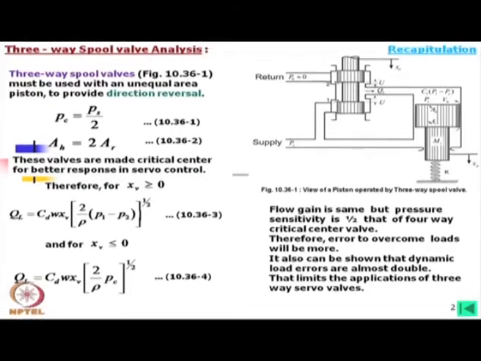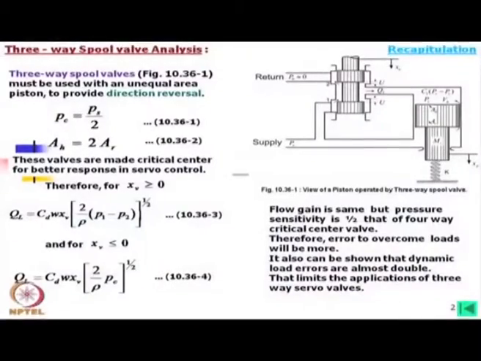But the question is, to eliminate such error, how much time can we spend? If we need to control it within a very short time, with very quick response, in that case it is better to choose a 4-way valve. Otherwise, where we can allow more time for eliminating such errors, in that case we can go for a 3-way valve.